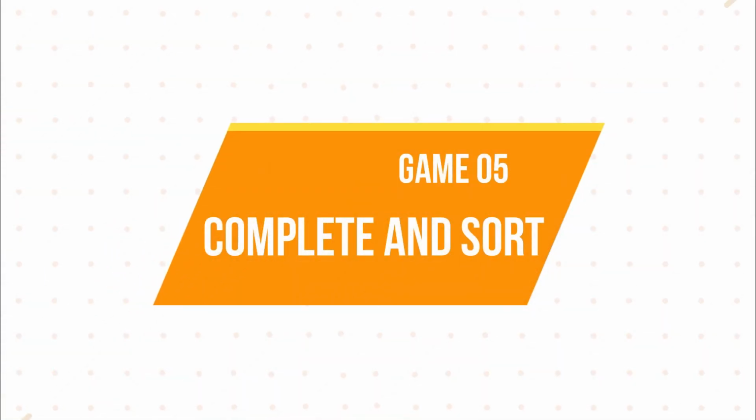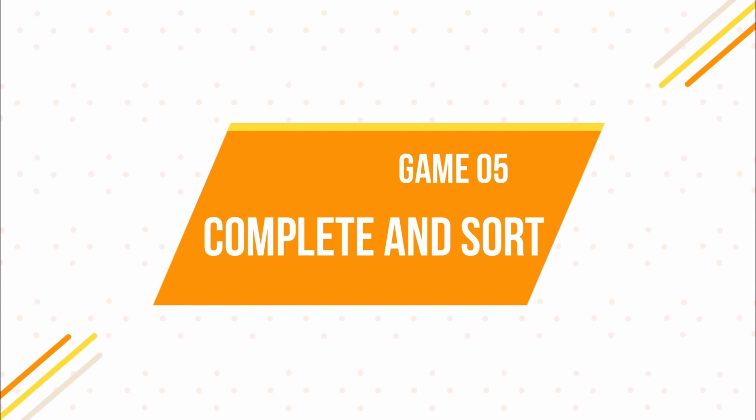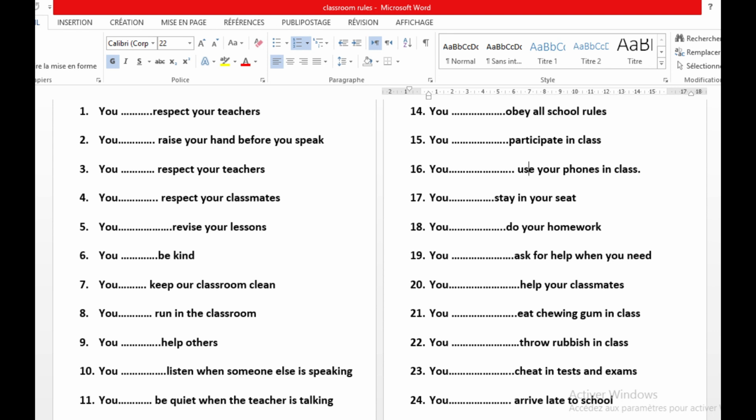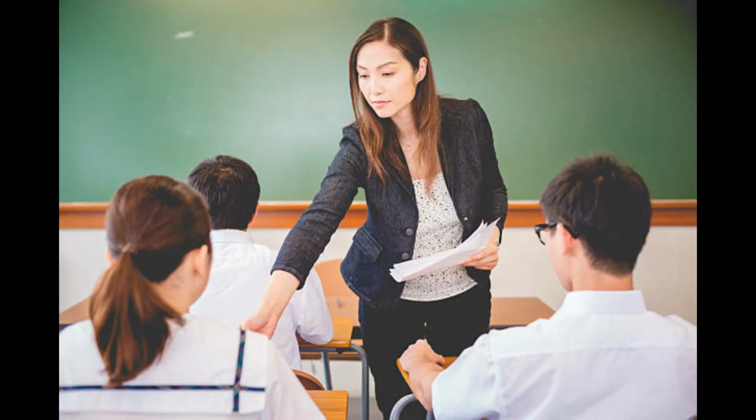Game number 5 is called Complete and Sort. This game fits perfectly the use of modals. All you need to do is to write or type sentences according to the number of your students with a gap before the verbs, so that they complete the sentences appropriately.